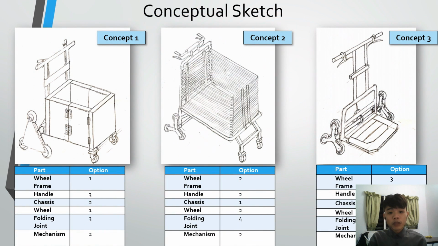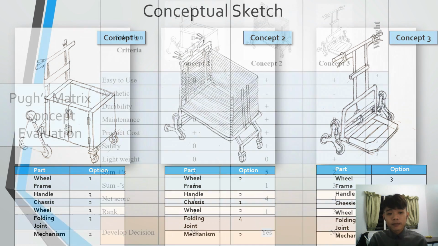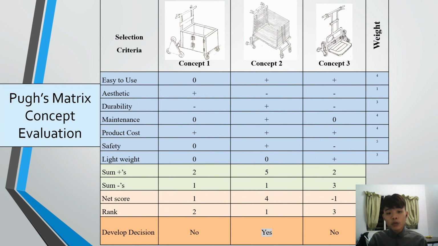From the combination result from the morphological chart, a total of three concepts are developed. The figure shows the sketching of each concept developed together with the options selected. Next, the Q matrix evaluation is used to evaluate the three concepts with all the considerations and the selected criteria. From the result, concept 2 has the highest ranking and is selected as the finalized design to proceed to the development.